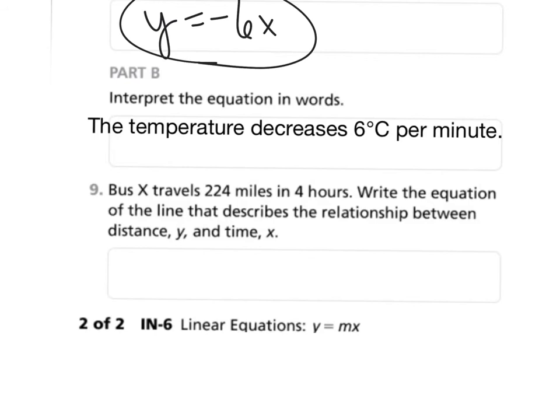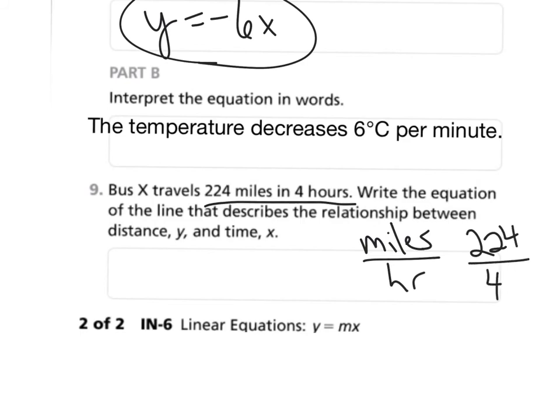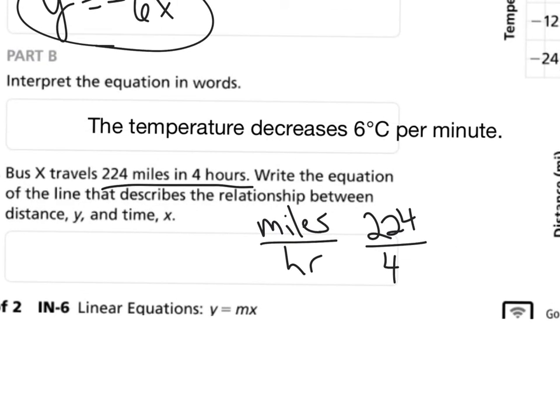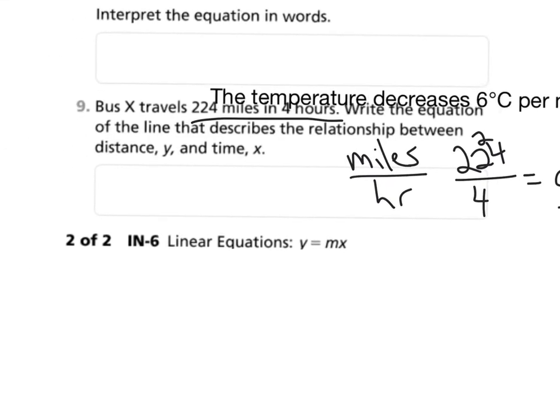Number 9, bus X travels 224 miles in 4 hours. Write an equation of the line that describes the relationship between the distance y and the time x. So we're going to be trying to find how many miles per hour. So 224 miles divided by 4 hours. We're going to assume that this is just proportional because they don't tell us any other information. And so if you divide this out, that would be 56. So that means 56 miles per hour.